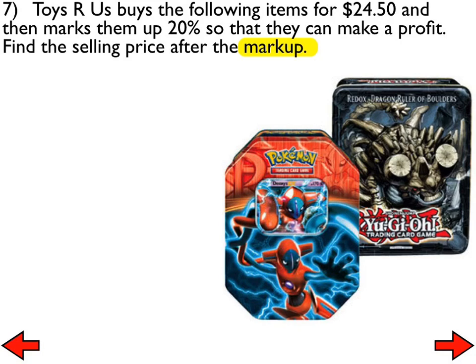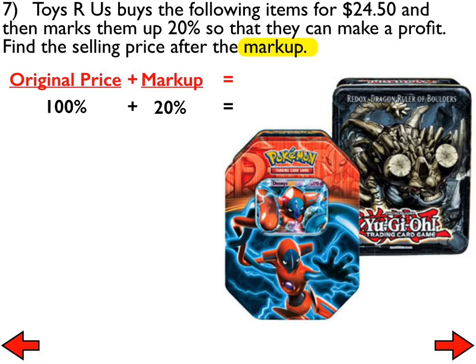Number 7, Toys R Us buys the following items for $24.50, then marks them up 20% so they can make a profit. Find the selling price. That's the key. We are finding the selling price after the markup. That makes a big difference. Since we're marking it up 20%, that means the percent that we are going to use is 120%.